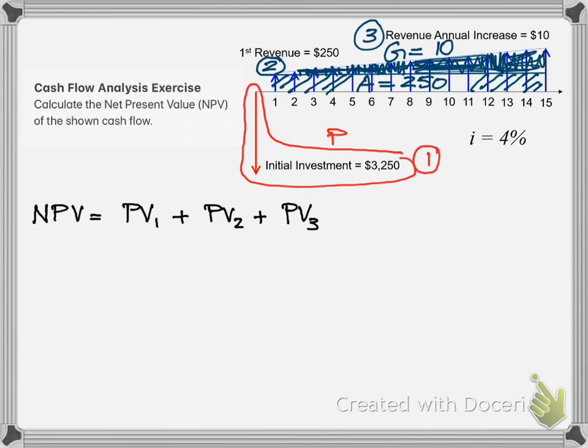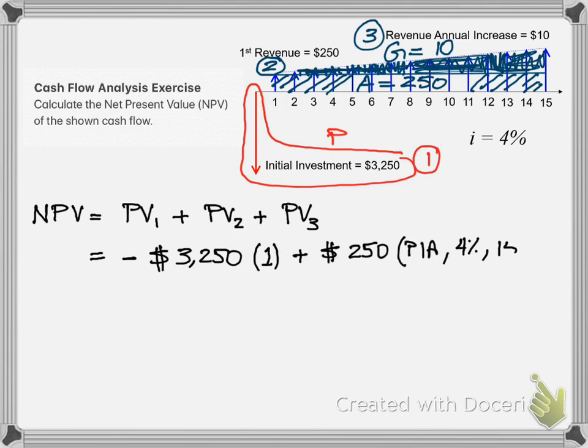For the first one, the present value of the initial investment, which is a single sum that happens at year 0, the beginning of year 1, the present value of it is basically the same, so you multiply by a factor of 1. The present value of the uniform series 250 you get by multiplying by a factor P given A. The interest here is 4% over 15 years, and the third is the $10 gradient series G. You get the present value by multiplying by P given G, 4% and 15.